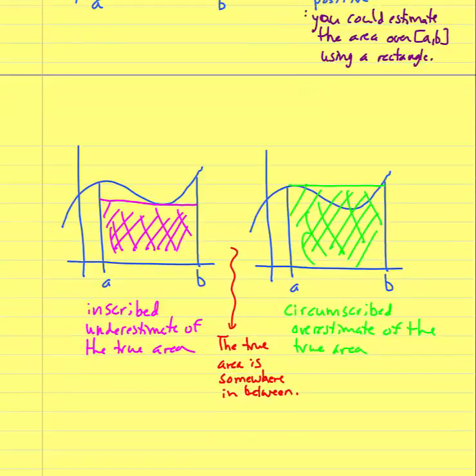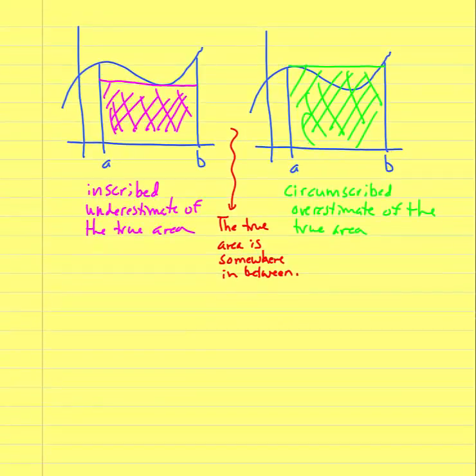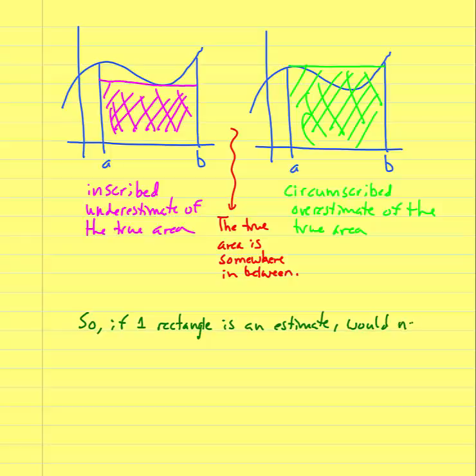So we drew one rectangle. So let's think about this. Let's kind of expand this idea. So if one rectangle is an estimate, might not be a very good estimate, but it's an estimate, would n equal 2 rectangles be a better estimate? N means our sample size here, so n equal 2 is the number of rectangles.